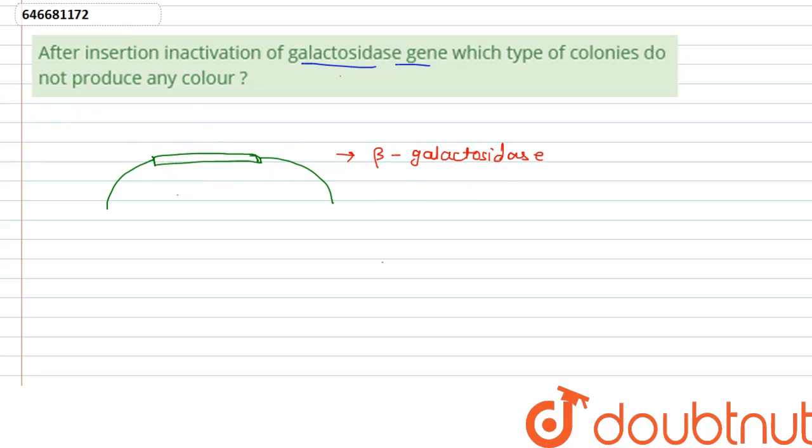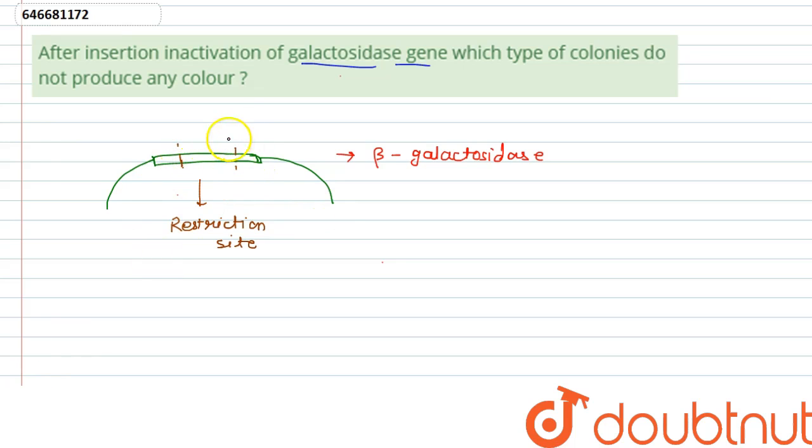But this gene also contains some restriction sites. What are restriction sites? These are the sites where usually restriction enzymes cut the DNA and they help in inserting our desired gene in that plasmid DNA. So there are restriction sites present here and here.